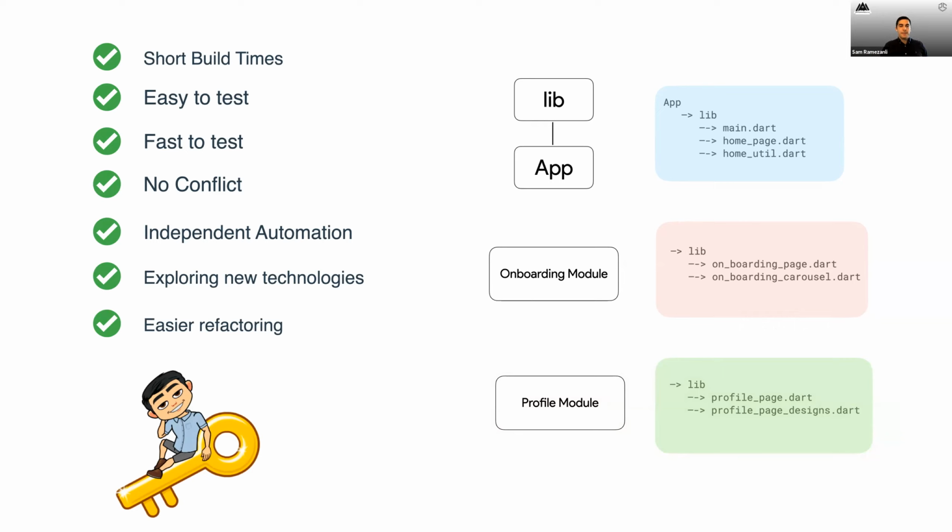If you want to try, let's say, new state management, for example Riverpod, in one of the modules, he can, because that module is separate from other modules. Or if you want to try null safety in one of the modules, he can do that easily because he's dealing with much smaller code space.